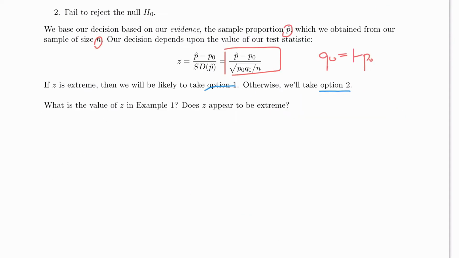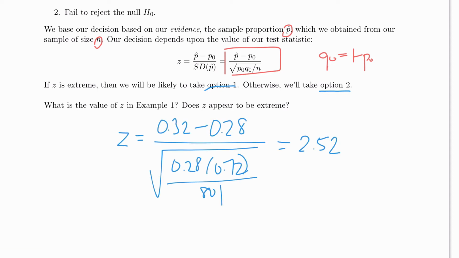So next we can loop back into our question regarding example 1. What is the value of z in that case? To do this calculation, I'm just going to use the formula. If we know anything about the 68, 95, 99.7 rule, we would say that this value of z is very, very unusual. We expect to see less than 5% of the data beyond z-scores of plus or minus 2. So in this case, z does appear to be extreme, and we are tempted to go for option 1.